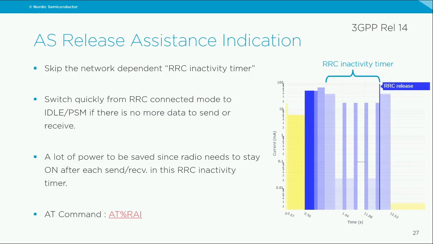This is very helpful for networks that have a long RRC inactivity timer, for example. This timer can be around 4 seconds in some networks, and other networks can be 15 seconds. And this is a timer that you need to go through each time you are in connected mode and send or receive data. We had this in NB-IoT in older modem firmwares, but now we have support for this in LTE-M as well. This is also supported by this new AT command.